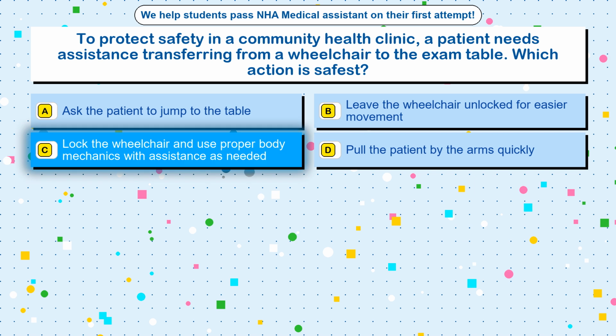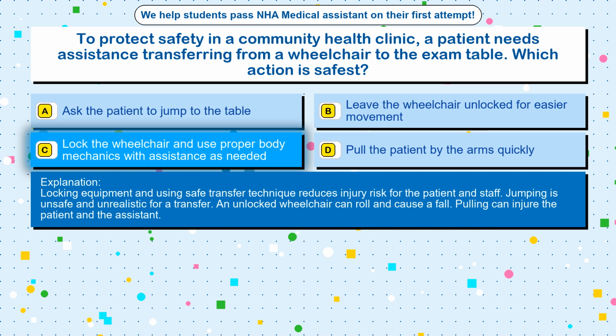The correct answer is option C, lock the wheelchair and use proper body mechanics with assistance as needed. Locking equipment and using safe transfer technique reduces injury risk for the patient and staff. Jumping is unsafe and unrealistic for a transfer. An unlocked wheelchair can roll and cause a fall. Pulling can injure the patient and the assistant.